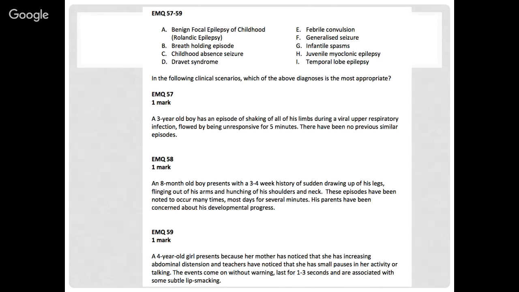H is juvenile myoclonic epilepsy. Anyone? I mean, I don't just read letters. Tell me things you actually put down. But does anyone want to say anything else? All right. So first of all, let's talk about H.